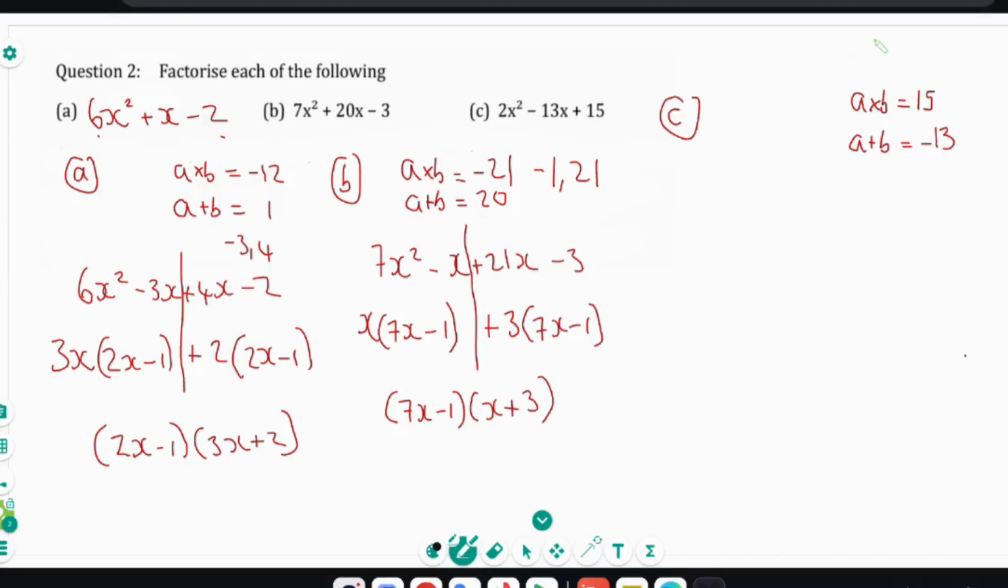Got 1 and 15. 3 and 5. No, it's not 15. I forgot to times it by 2. I thought that wasn't working out here. So 2 times 15 is 30.